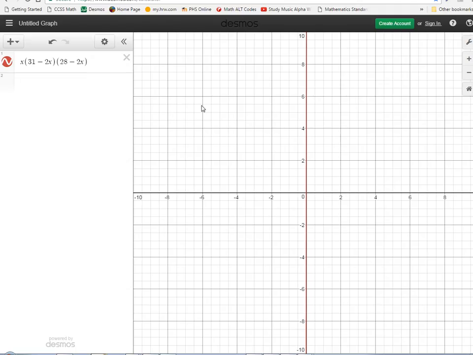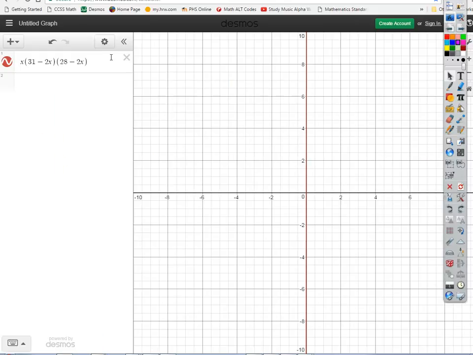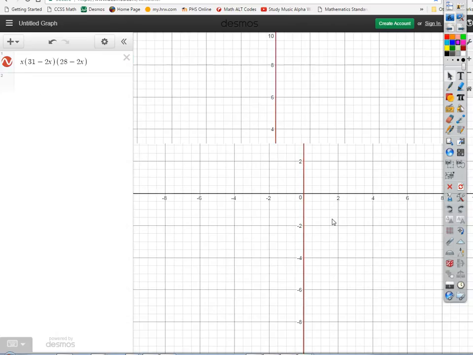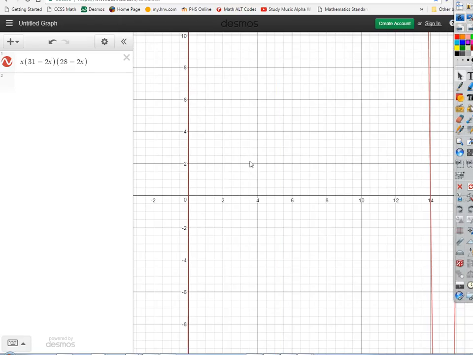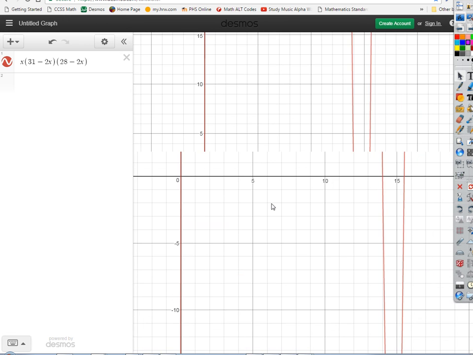Okay, here it is. There's the function, right? X times 31 minus 2x times 28 minus 2x. That function doesn't look like much right there, does it? It just goes, well, I guess it's red, and it crosses the x-axis at 0, and again at 14, and then again like 15 point something. But it looks like it goes pretty high, doesn't it? Right? Let's maybe see if we can see how high this function goes.